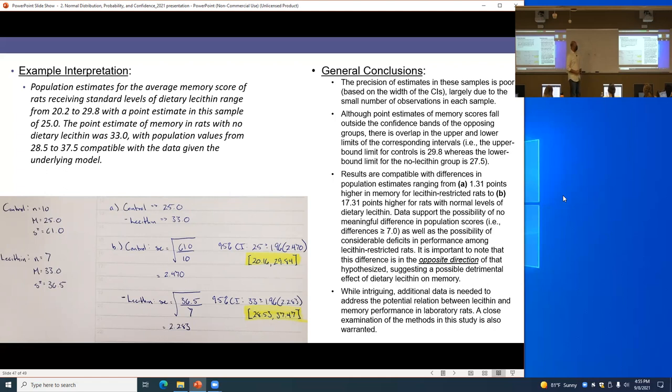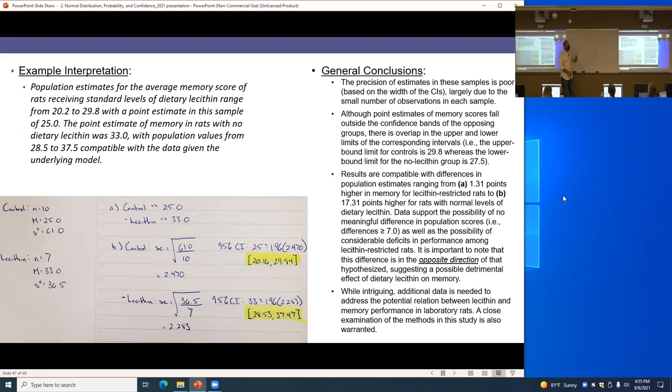Although point estimates of memory scores fall outside the confidence bounds of the opposing groups, there's overlap in the upper and lower limits, okay? So this point estimate for our controls of 25 falls below the value for the other group. So if I said, well, what if it's 25? Like, maybe, but based on these data, it doesn't seem likely. Same thing, 33 falls outside the value for this, right?